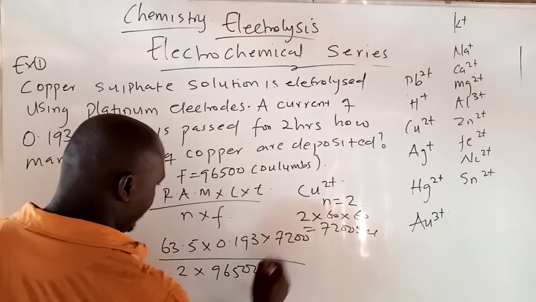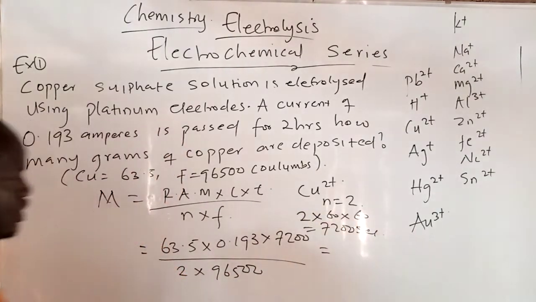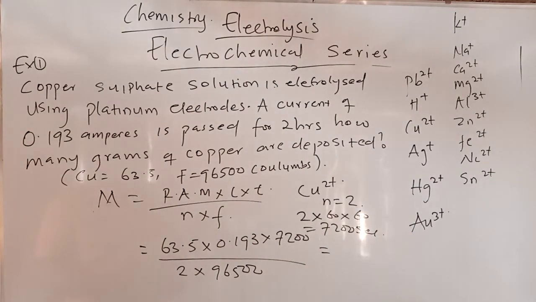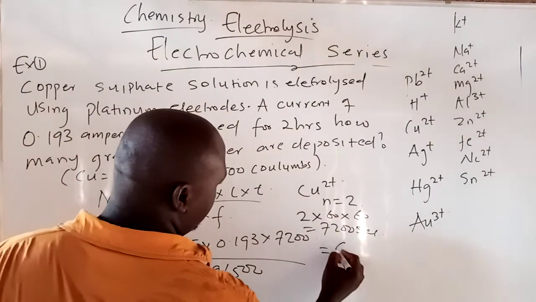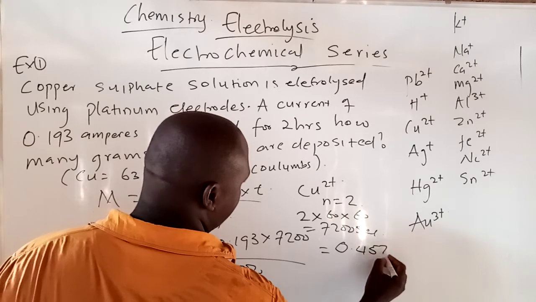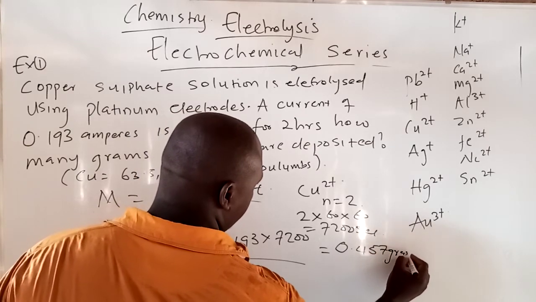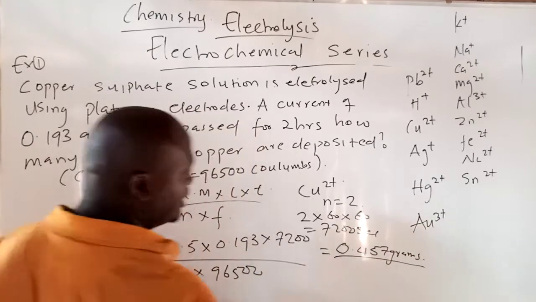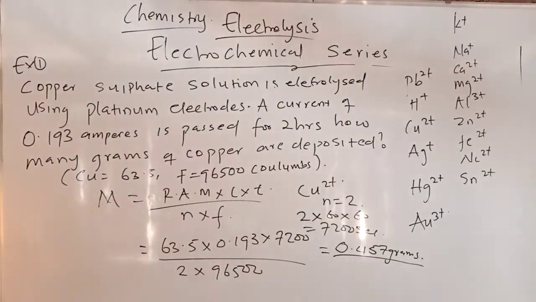96,500. If you punch it in your calculator, the answer you're going to get is 0.457 grams. Remember, the mass is in grams. In chemistry, we use mass in grams. In physics, we normally use our mass in kilograms. How easy can this be, guys? This is so easy. I told you it's going to be so easy. Let's go to the next example.